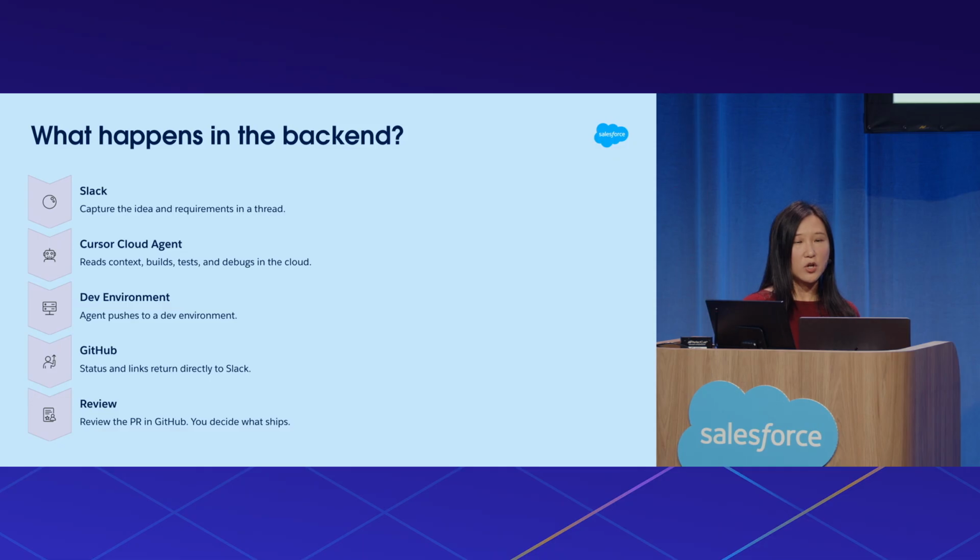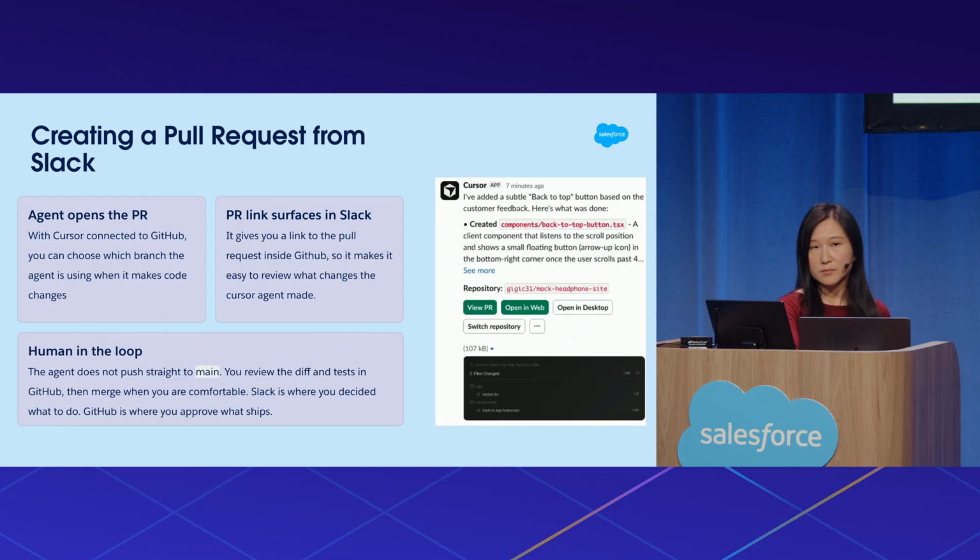And you can also have the context inside GitHub. Because you still want to have that human in the loop. You want to review the code. You don't want to directly push it to main without having someone looking at it. So after it's done changing the code, it'll create a pull request, and then we can surface the link to the website inside of Slack.